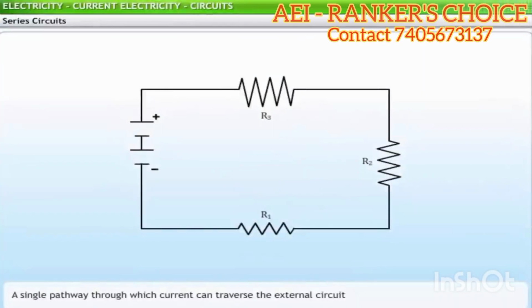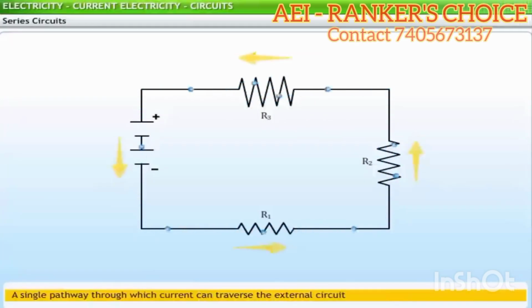In a series circuit, each device is connected such that there is only one pathway through which current can traverse the external circuit. Each charge traversing the loop of the external circuit passes through each resistor consecutively.